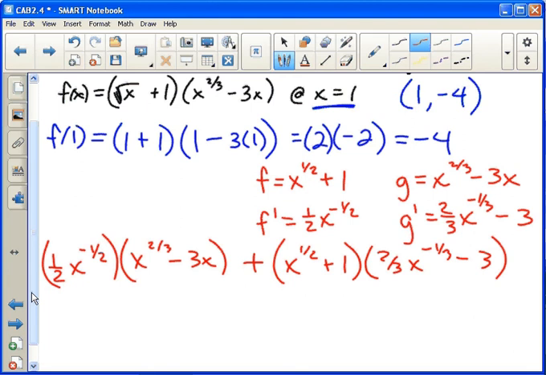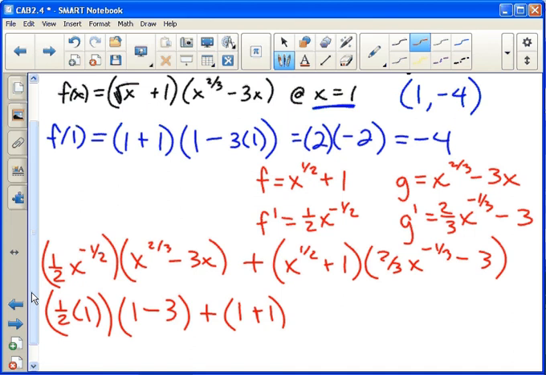If I start plugging in 1, 1 to the negative 1/2 is just 1. And then 1 to the 2/3 is 1. 3 times 1 is 3. And then 1 to the 1/2 is 1. And then 1 to the negative 1/3 is 1. And we should end up with that. So we're getting there. This one's a little longer.